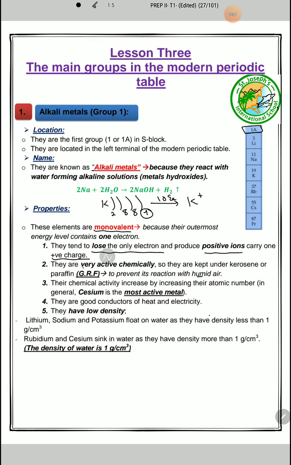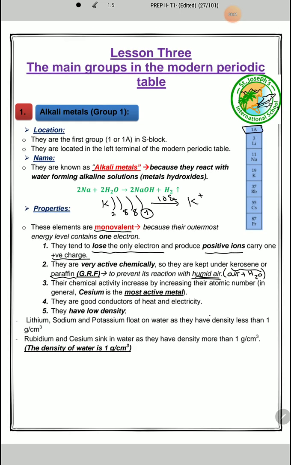Number 2, they are very active chemically. That's why we keep them under the surface of kerosene or paraffin oil. Why? To avoid or prevent their reaction with the humid air. Humid air means air with water vapor. If it reacts with water vapor, it will explode and produce hydrogen gas which burns with a pop sound. That's why we keep them under the surface of kerosene or paraffin oil to prevent their reaction with this air.